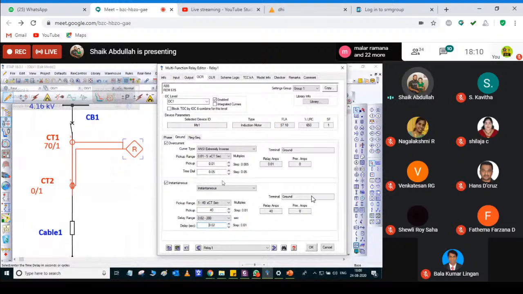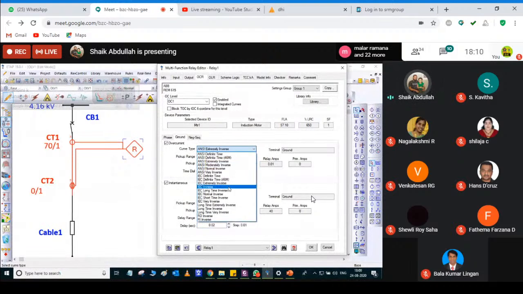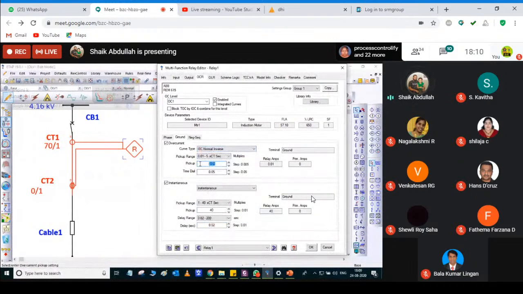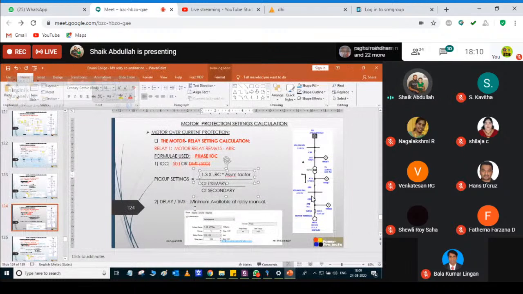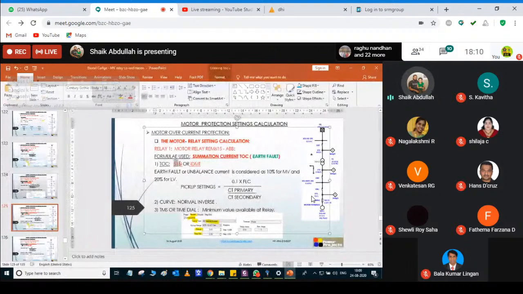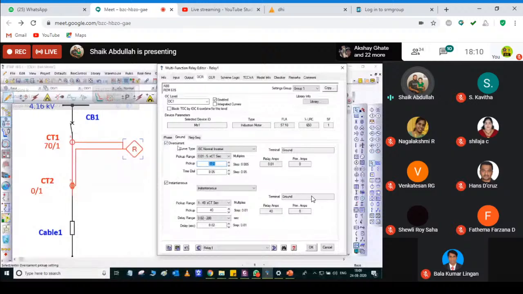And go to earth fault. For earth fault we always use the normal inverse curve. This is actually a three-phase system, which is medium voltage. So what is the formula for that one? This is actually 51N. 51 is phase and this is 51N, neutral. This is what we are going to see here.